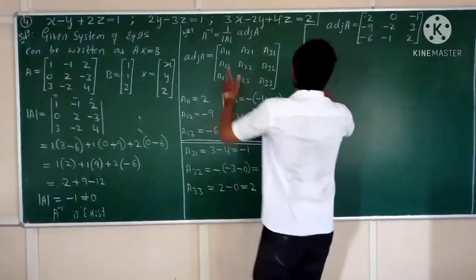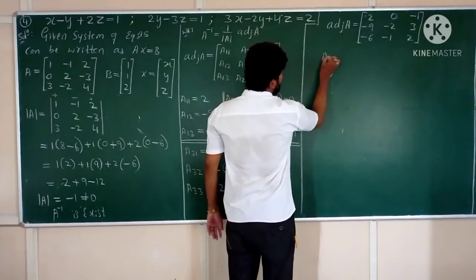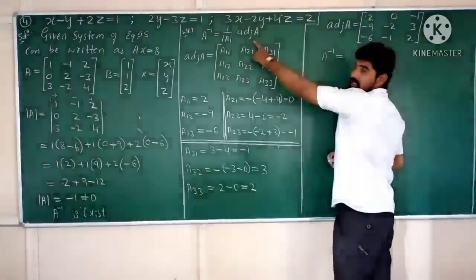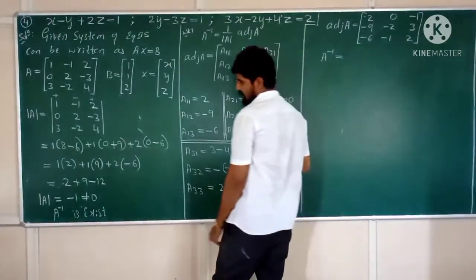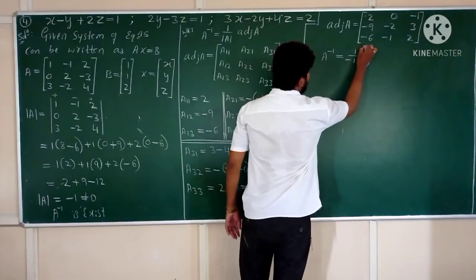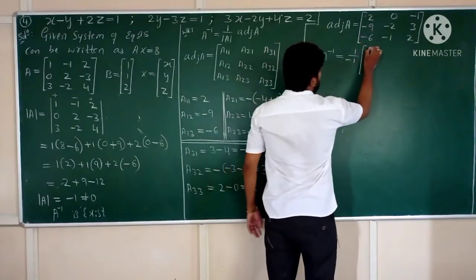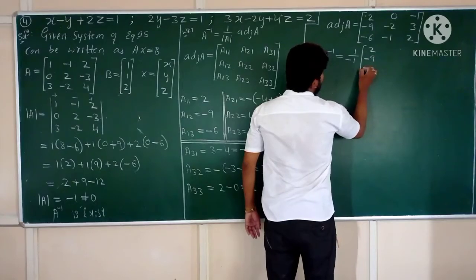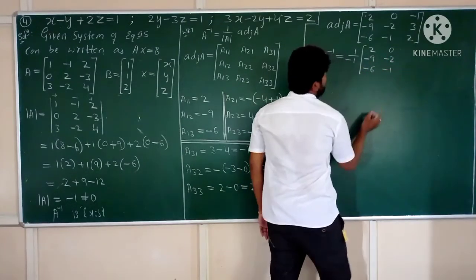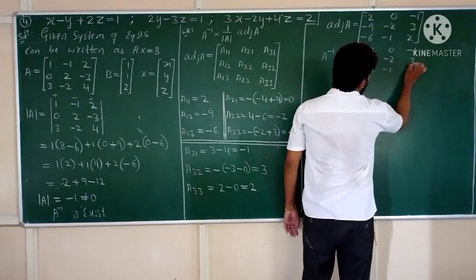And now A inverse is equal to 1 by determinant of A into adjoint of A matrix. The determinant of A value is -1. So 1 divided by -1 into the matrix 2, -9, -6, 0, -2, -1, -1, 3, 2.